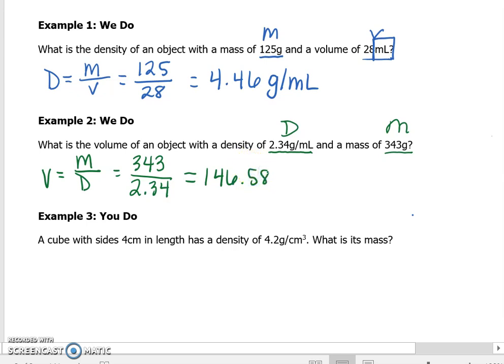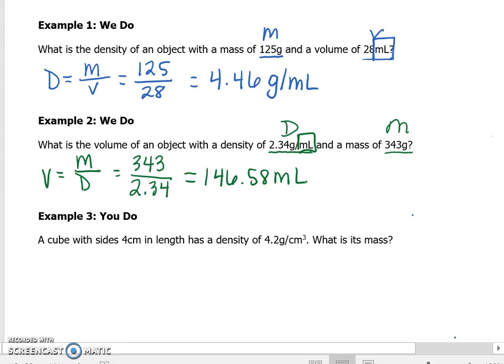146.58. Once again, doesn't really matter where you round to right now. If you round it to 147, that would be fine. 146.6, also okay. But what I still do need is definitely a unit. And so volume, we could either have, remember, centimeters cubed or milliliters. And because my unit and my density was milliliters, here my unit is going to be milliliters.